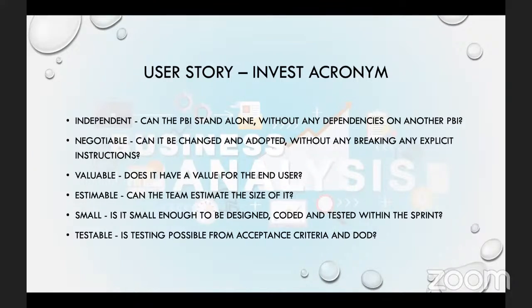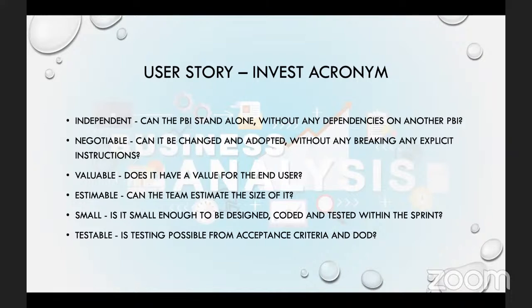The N stands for negotiable. So when it's negotiable, this is the meaning. This is what we're trying to say. Can it be changed or adapted without breaking any explicit instruction? So you've got to be able to bring stories up in a meeting where stakeholders and the development team can all negotiate on it. We can change something. We can bring something. So that's why you bring stories up for grooming. You're not going to be rigid and say, no, this is what I've written. And in the grooming session, you're telling them no, we cannot change anything here, right?